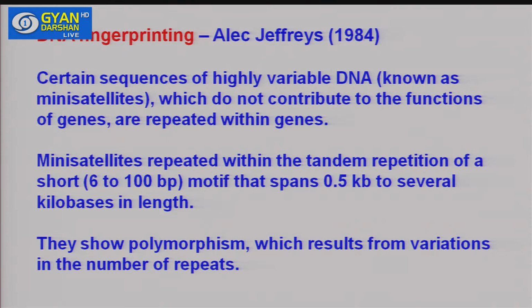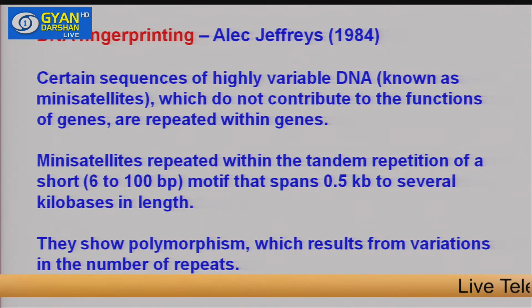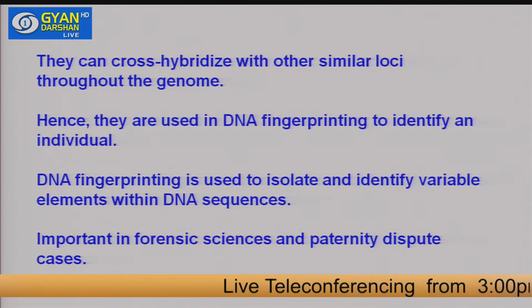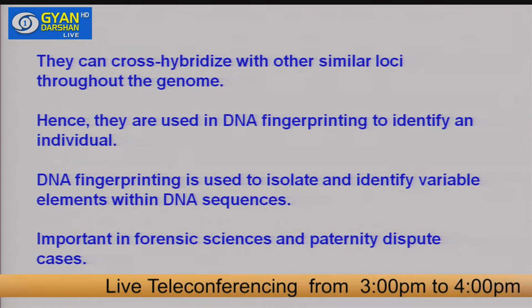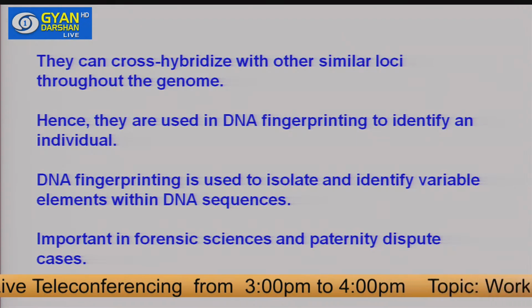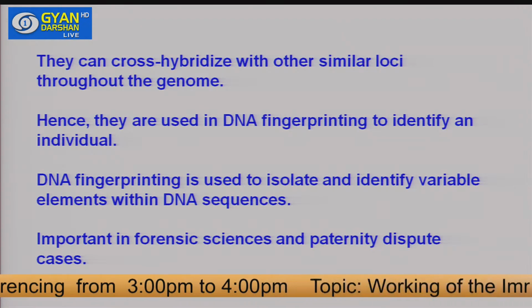Certain sequences of highly variable DNA known as minisatellites, which do not contribute to the function of genes, are repeated within genes. Minisatellites are tandem repetitions of a short motif that spans 0.5 kilobase to several kilobases in length, and these mostly show polymorphism. That means there is a variation in the number of the repeats. So they can cross-hybridize with similar loci throughout the genome, and therefore they can be used as fingerprinting.